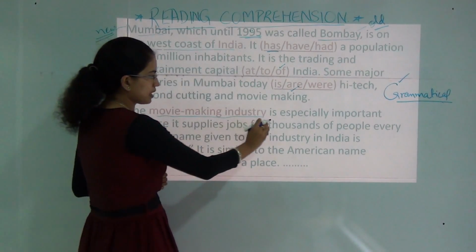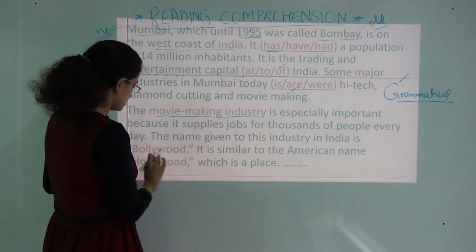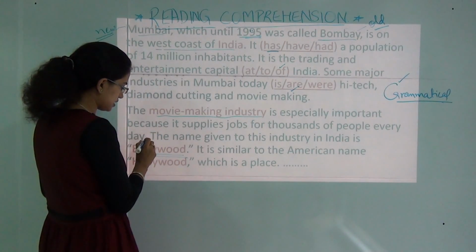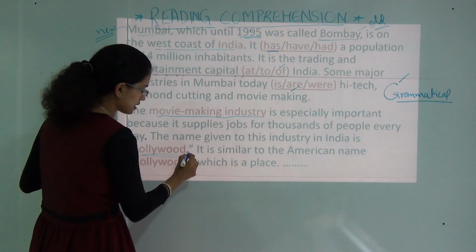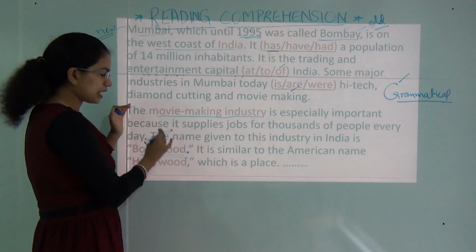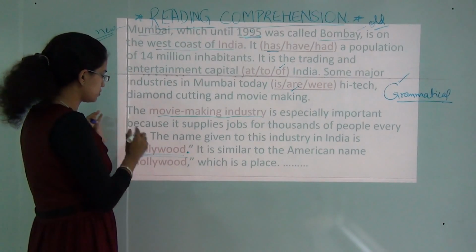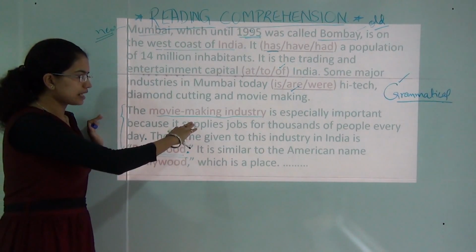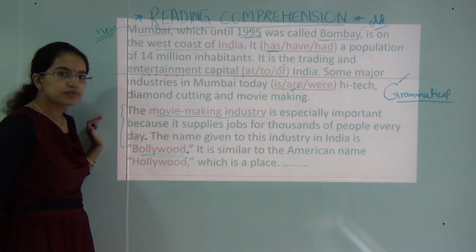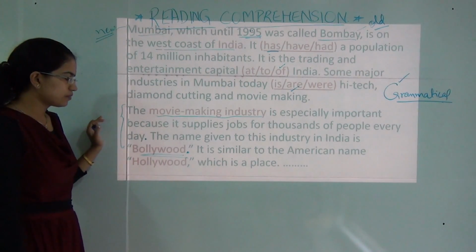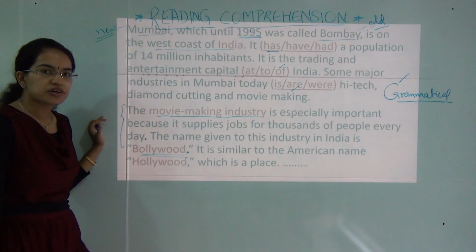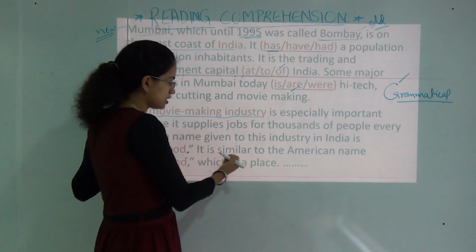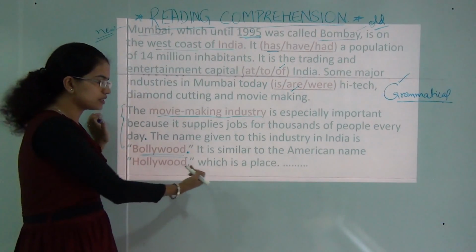That is the first question that we have to solve. So you have the movie making industry. The name given to this industry in India is Bollywood. So you are trying to connect the first sentence and the second sentence. Since you are making connections between two statements, you are connecting ideas here. Movie making industry in India is known as Bollywood, and my next question would be, what is the similar name for Bollywood in America? We can say Bollywood is similar to the American name Hollywood, which is again a place.